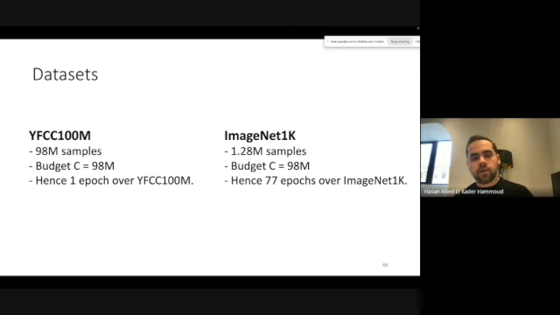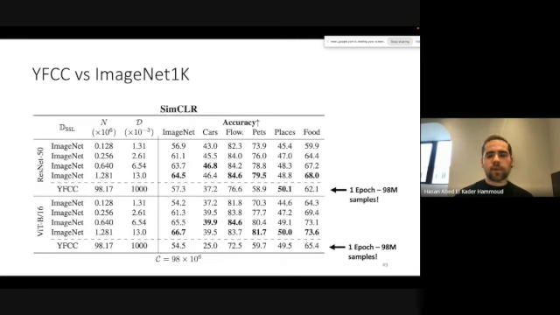Whereas on ImageNet, ImageNet has 1.28 million samples. Given a budget of 98 million, which was defined for YFCC, it directly means that you can do 77 epochs over ImageNet 1K, assuming you're training on all of ImageNet 1K. And this is what we observe on SimCLR. We had other methods as well, MoCo v3, DINO, several methods in the paper, but let's zoom in on one of them. So again, one epoch, 98 million samples.